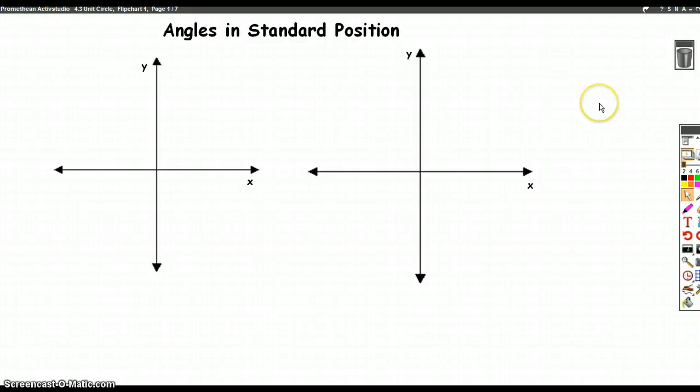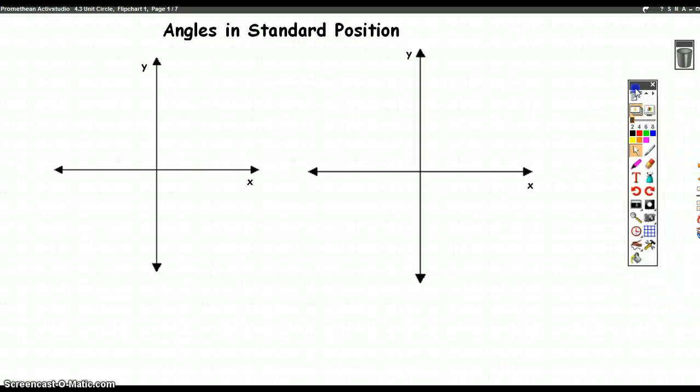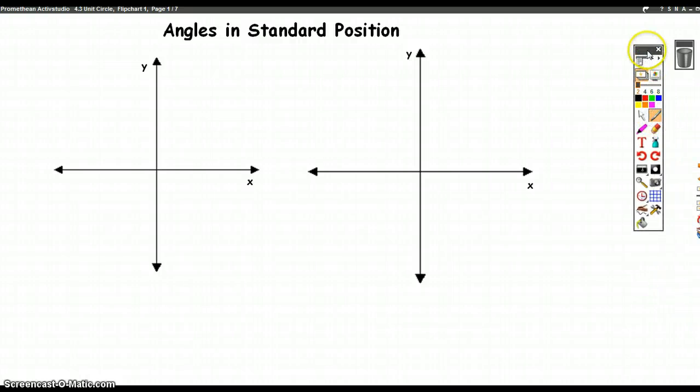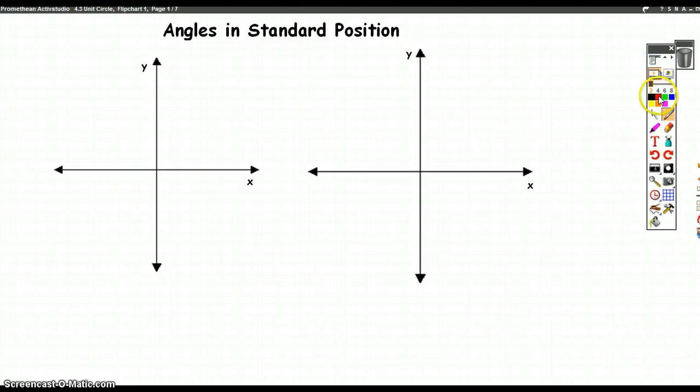Okay, so we're going to start talking about angles in standard position. We're doing this to start to extend our understanding of sine and cosine so that we can take the sine and cosine and tangent of angles that are greater than 90 degrees. Okay, so we're just going to get down a little vocabulary.